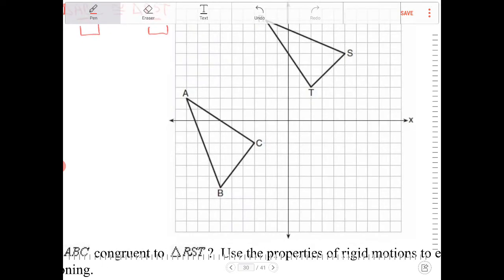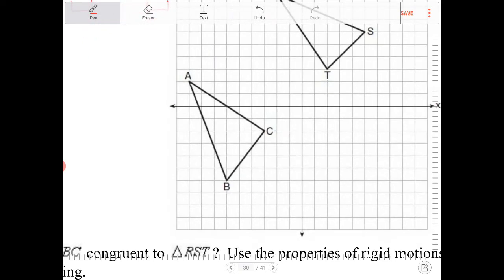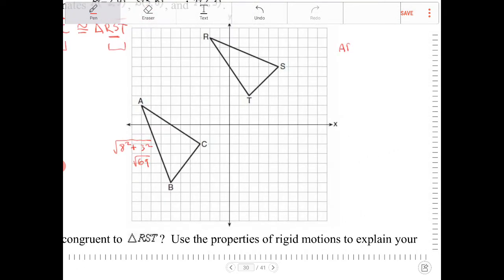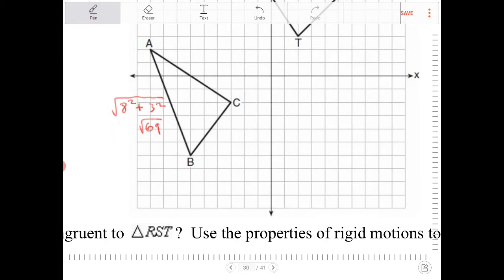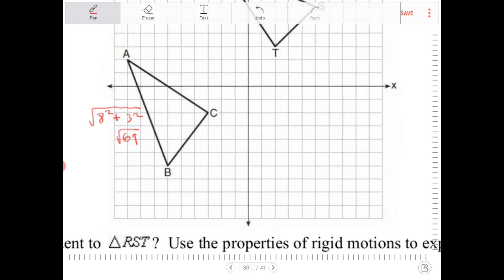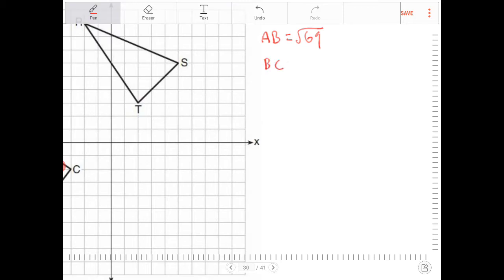So looking at AB, from A to B, I go down 2, 4, 6, 8, and then I go over 3. So AB has a length of the square root of 8 squared plus 3 squared. So that would be square root of 69. So AB is square root of 69. Let's find the length of BC. So I go 3 over and 4 up. So BC will be 5, right?